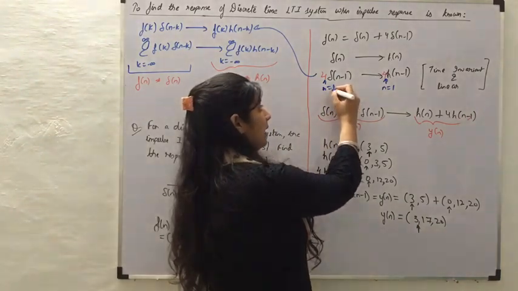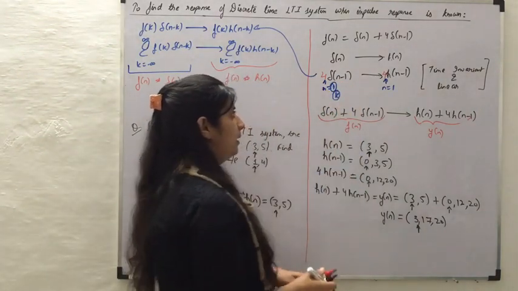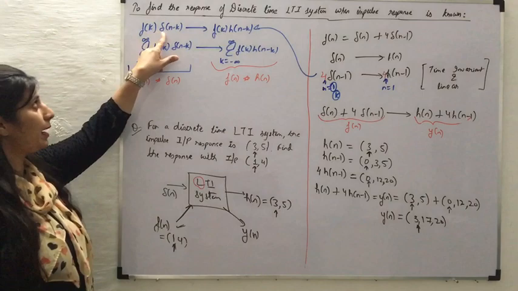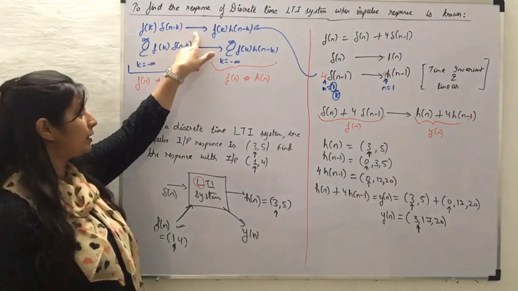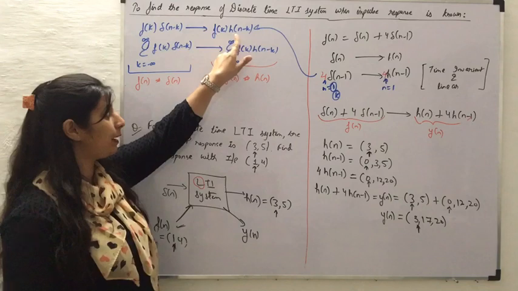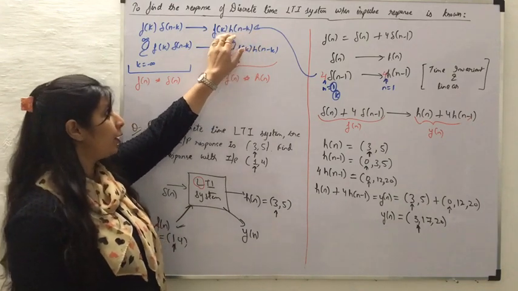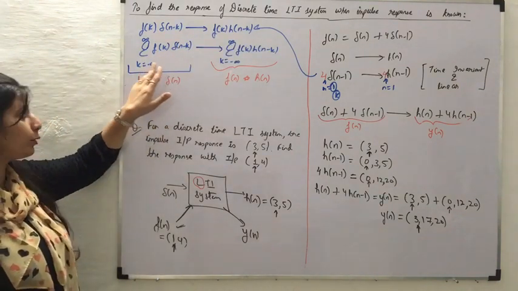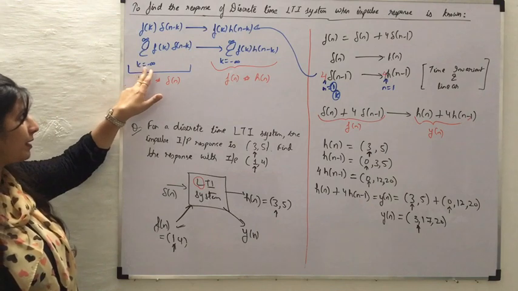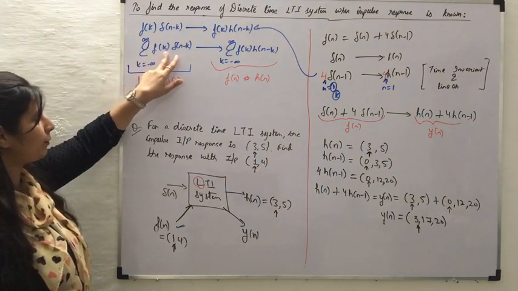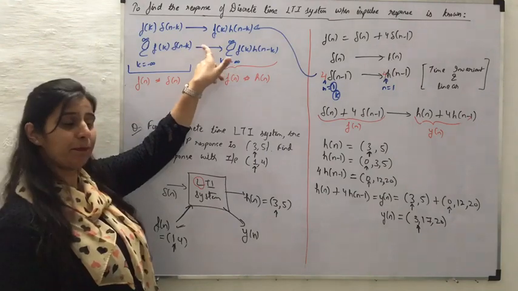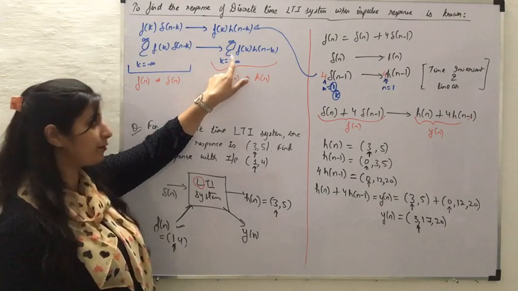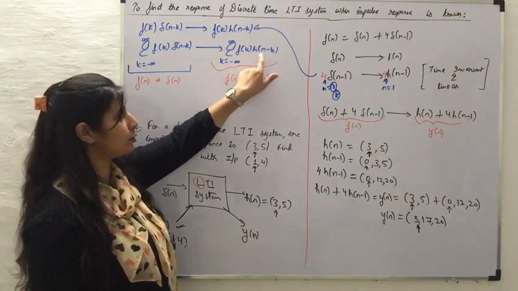Therefore, what I can write here is, when I take the instant to be k, this complete equation can be written as this, where f of k multiplied with del of n minus k through the system gives f of k multiplied with h of n minus k. Now when I apply the summation onto this equation, it will be transformed to summation for k is equal to minus infinity to plus infinity, f of k del of n minus k. When it passes through the system, it is again resulting into summation from k is equal to minus infinity to infinity, f of k h of n minus k.